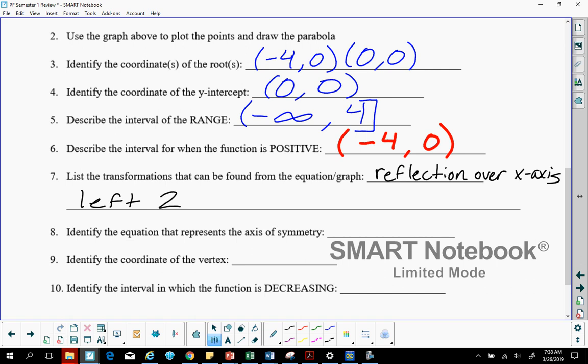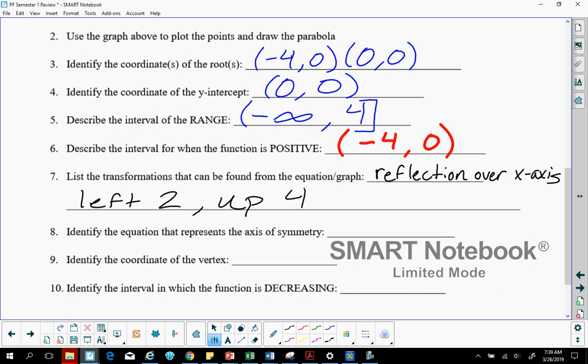How did you know that it was to the left? Because it's plus, or from looking at the graph, you can see that the graph moved from the origin to the left. And then, what was the last one? And where did we find the up 4? Awesome. From the vertex or from the end of the equation where it says plus 4.